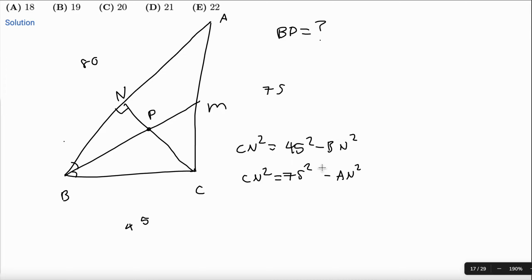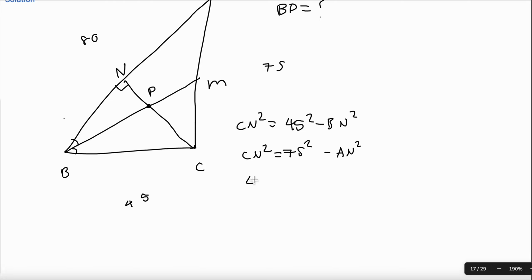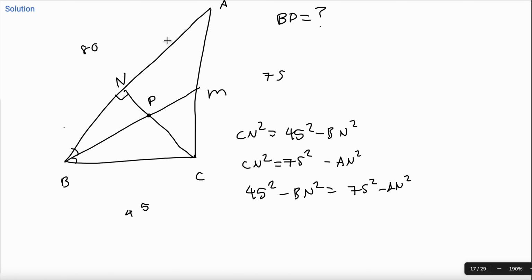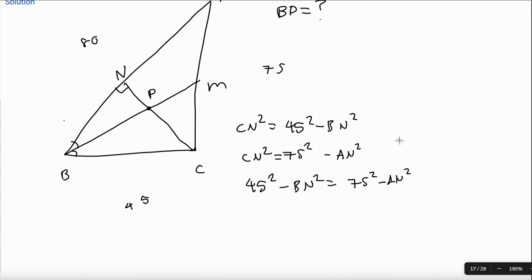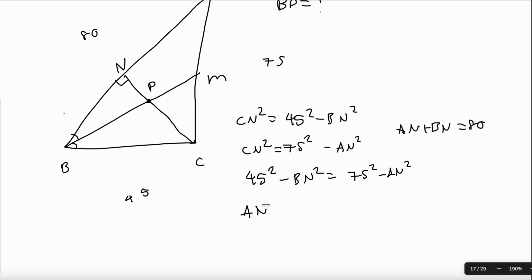And so we have these two equations. We can set them equal to each other, because they're both equal to CN, so we get 45 squared minus BN squared equals 75 squared minus AN squared. And what we also have is that AN plus BN has to equal 80, because that's what this entire side AB is. So we get AN plus BN equals 80. So I'm just going to rearrange this equation and factor some things out. So AN squared minus BN squared is equal to, and I'm going to factor out a 15, so we get 15 squared times 5 squared minus 3 squared.